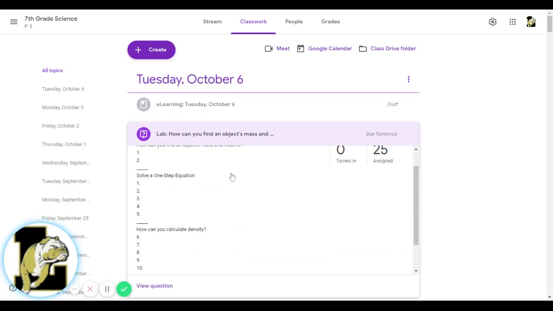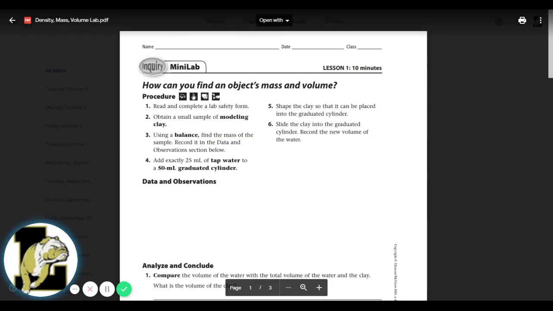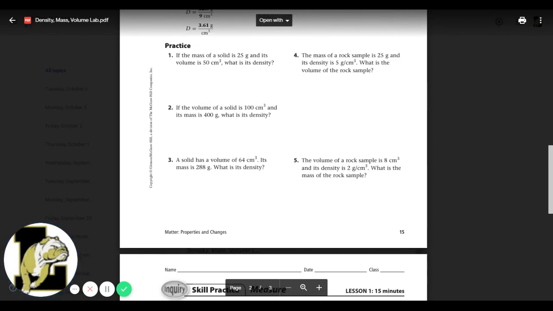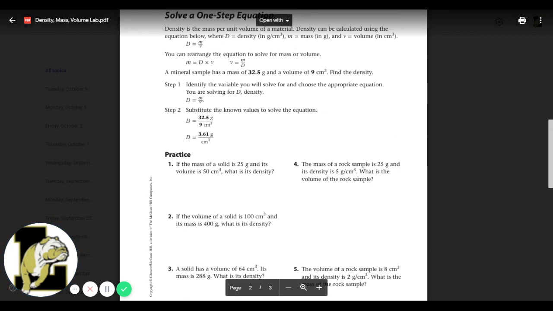Now, your modified lab for the day, you are only going to be completing the second page. The second page that says solve a one-step equation. That is all you have to do at home. Okay, so 1 through 5 is all you need to answer.